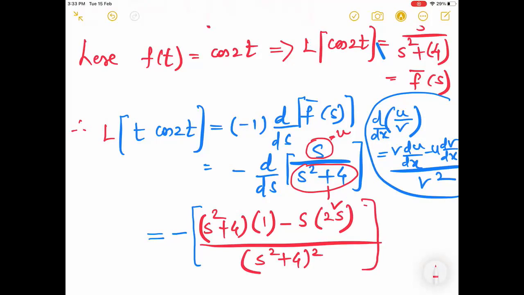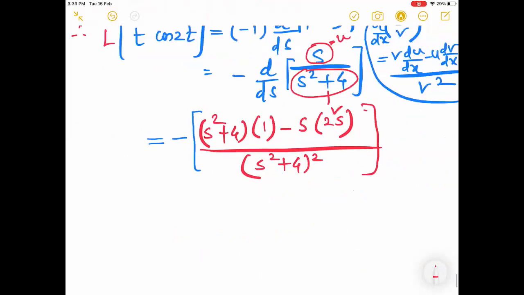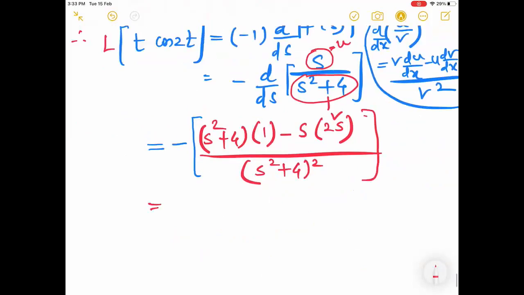And that gives you, just simplify. So this is 2s square with a negative sign plus s square. So this minus s square is remaining. So I will get the answer as s square minus 4 in the numerator upon s square plus 4 the whole square. This is correct?